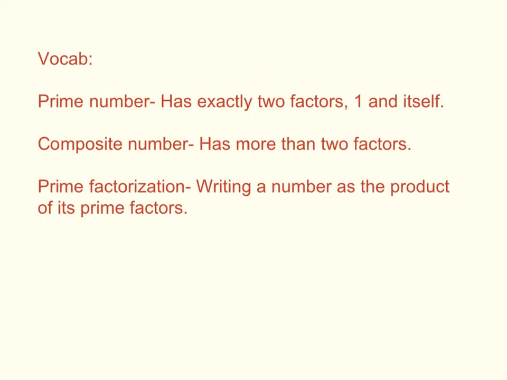Alright, we have 3 vocab words, and we've talked about all 3 of these words before. We have prime number, which has exactly 2 factors, 1 and itself. So that means it can't be broken down by anything other than 1. We have a composite number, which has more than 2 factors. And we have prime factorization, which means writing the number as a product of its prime factors.